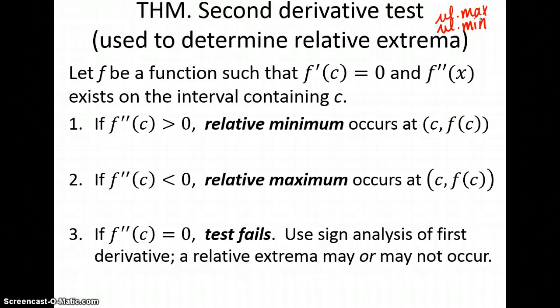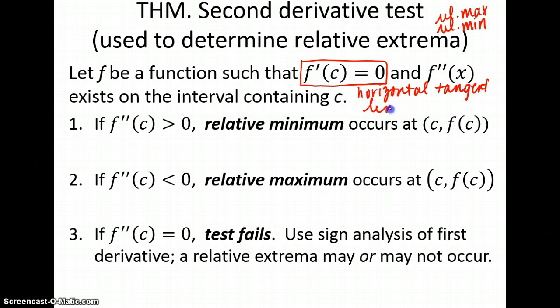Let f be a function such that the first derivative is equal to 0, and this condition has to be met. And the reason for that, we look specifically where a horizontal tangent line would occur. So a horizontal tangent line would occur at x is equal to c. So that's the first condition. And the second derivative has to exist on the interval containing the value c. And that's another reason this has to be met. If the first derivative doesn't exist at c, the second derivative wouldn't exist there either.